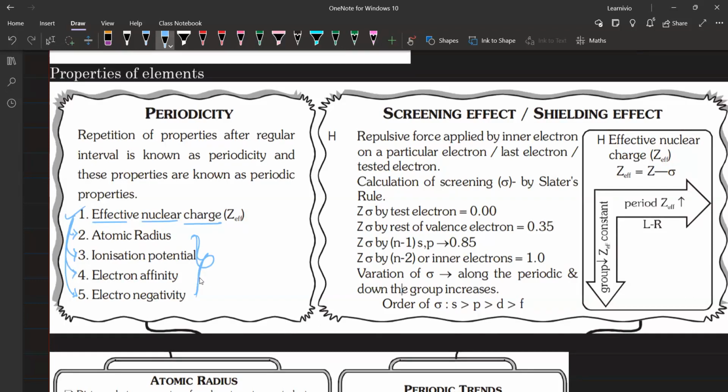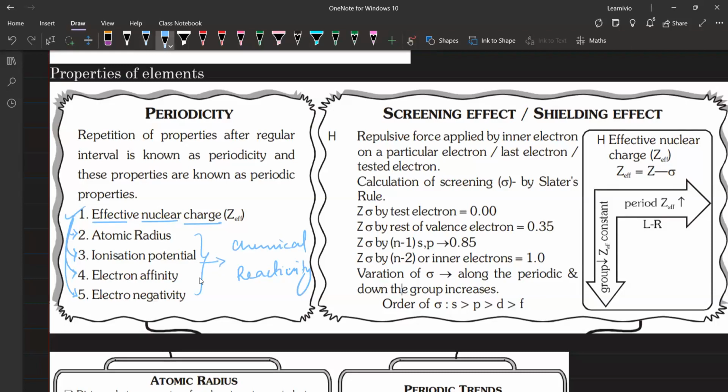And then these particular properties are going to affect the chemical reactivity. Okay, that's why it is important to learn about the periodic properties. First of all, effective nuclear charge, then we will learn about these different properties. Now, what is effective nuclear charge?